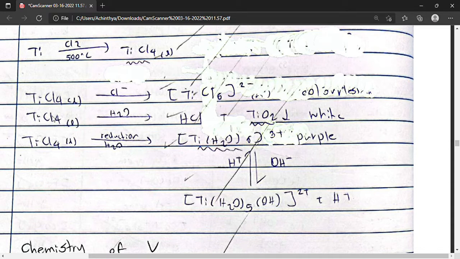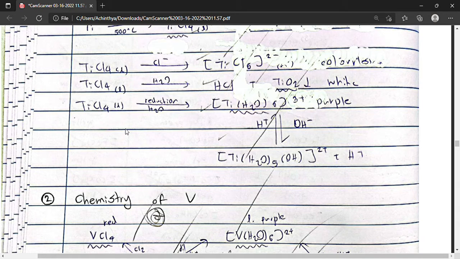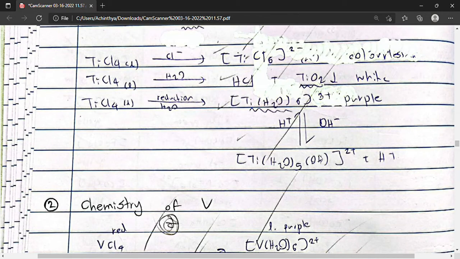If we were to add water into titanium chloride liquid, we will get hydrochloric acid and a precipitation of the white titanium dioxide. If we were to reduce titanium chloride using a suitable reducing agent like zinc or copper, we will get this complex titanium 3+ aqueous, which is purple in color. But we can add a base into it and get this complex [Ti(H2O)5OH]2+ and a H+. By adding more H+, the equilibrium will shift in the upward direction and we will get more of the titanium 3+ solution.